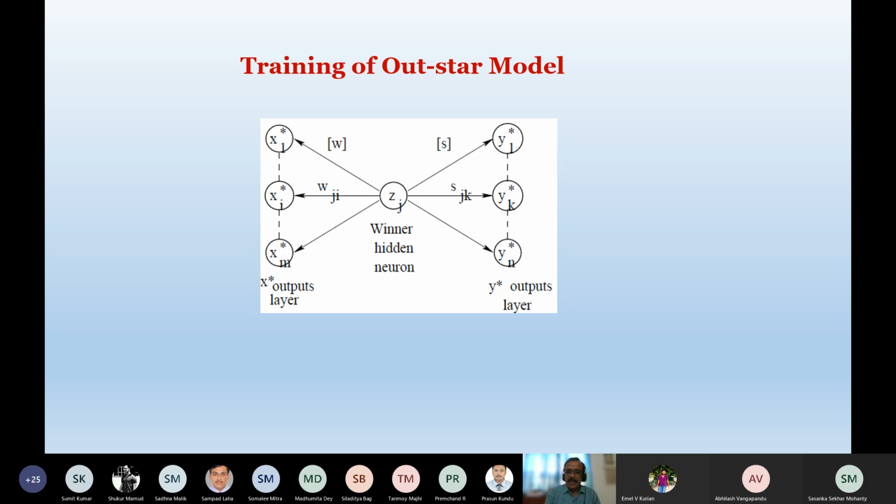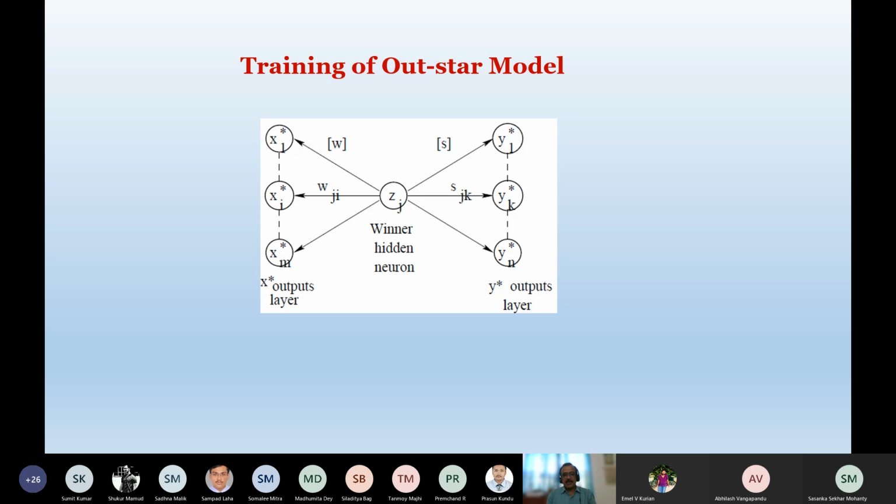Now, as I told, we try to find out the winner hidden neuron. Supposing that the jth neuron is found to be the winner hidden neuron, and that is denoted by ZJ. From this ZJ, you can see the direction of the arrow. We are moving towards X star values, and we are also moving towards Y star values. What are X star values? X star values are related to the outputs, and Y star values are related to your Y values.